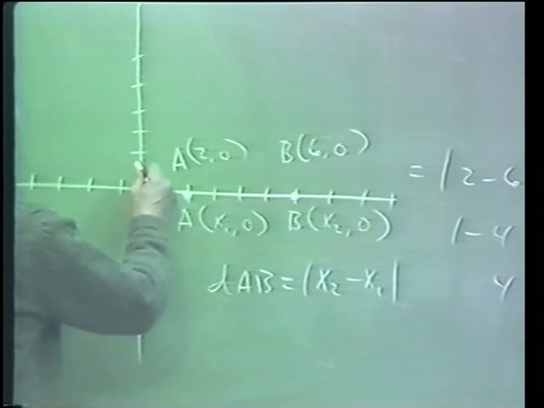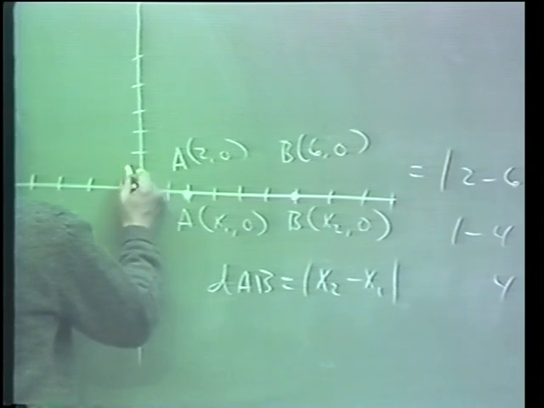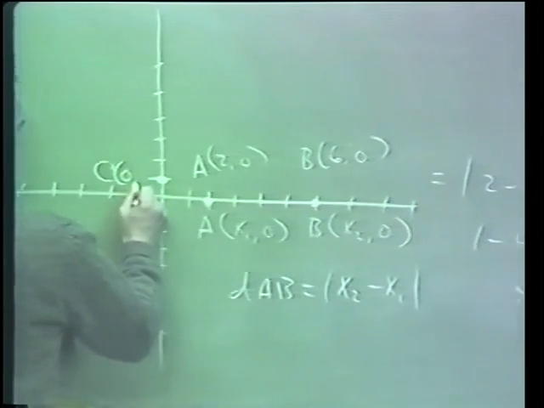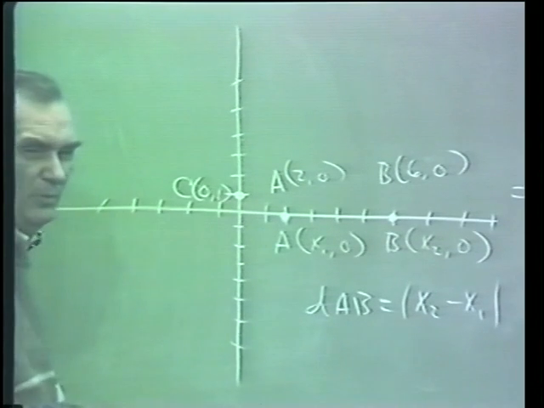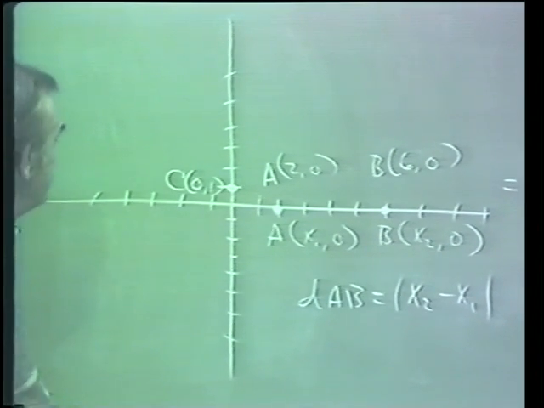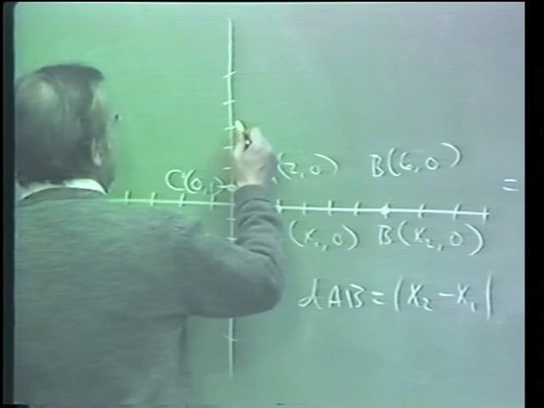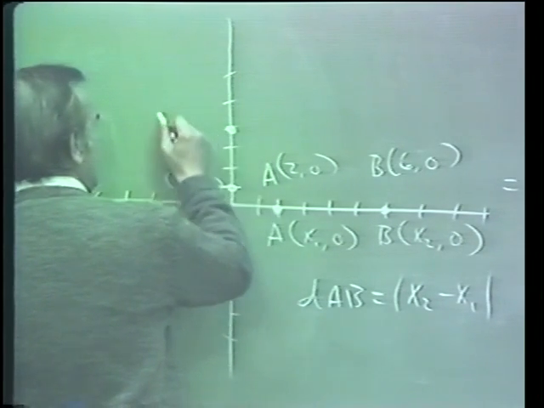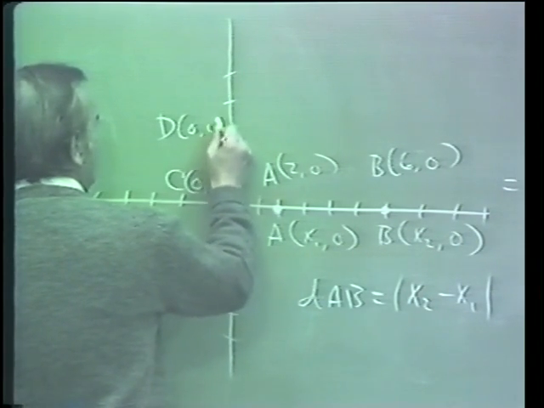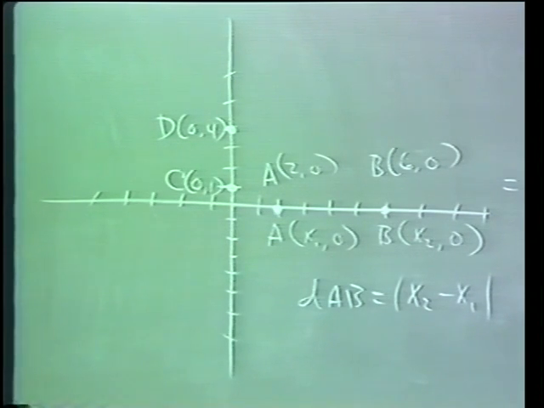Okay, now let's take a look at it now. Let's suppose I have point C here, and point C has coordinates (0, 1). Point D has coordinates (0, 4). (0, 1) for C, (0, 4) for D. What is the length of CD? Or what's the distance CD equal to? 3. How did you get it?